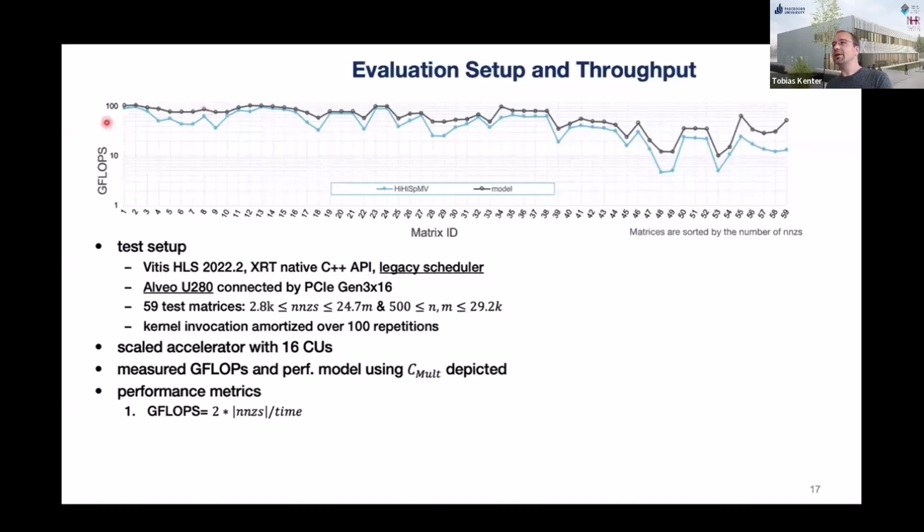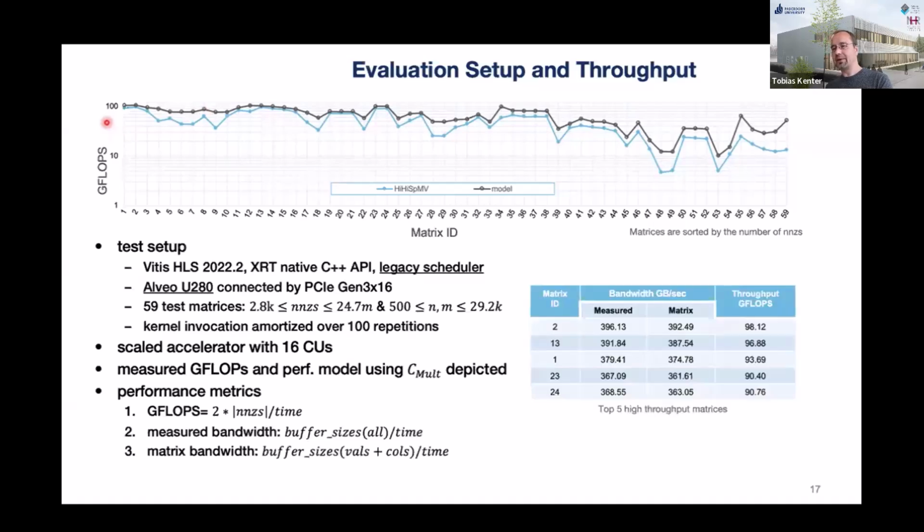Looking closer into some of the particularly well-performing matrices, we can also extract the measured bandwidth. This is the total bandwidth for transferring matrix and vector data, and out of this, the vast majority is transferring matrix data. With this, we can achieve close to 400 gigabytes per second bandwidth and almost 100 gigaflops in performance.